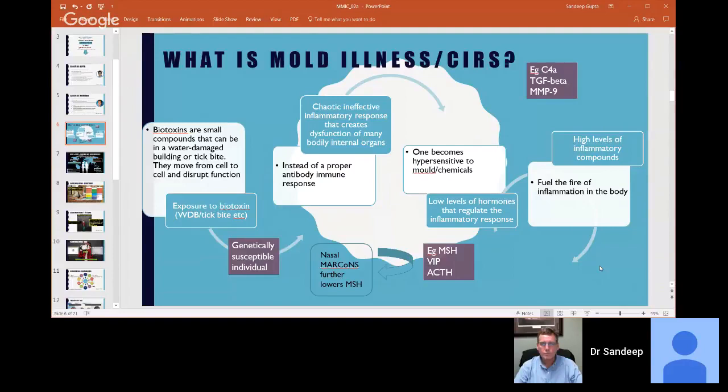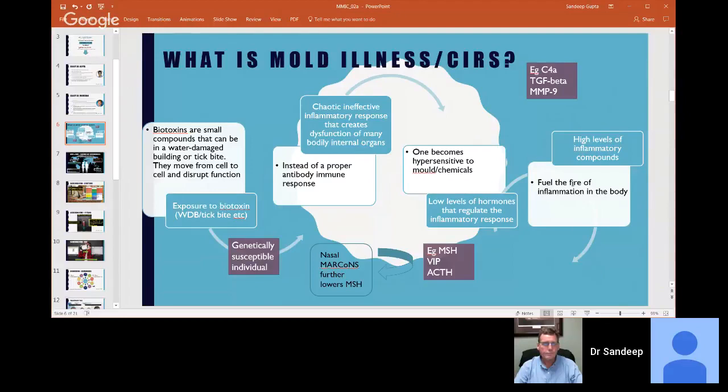As a result of this whole fire of inflammation going on in the body, we get high levels of certain inflammatory compounds, which you can see over here on the top right of this diagram. This is a little bit of an alphabet soup, but the main ones you need to know are called C4A, TGF-beta, and MMP9. These are inflammatory compounds that are fueling the fire of inflammation in the body. They're like bits of wood fueling that fire to be even stronger.